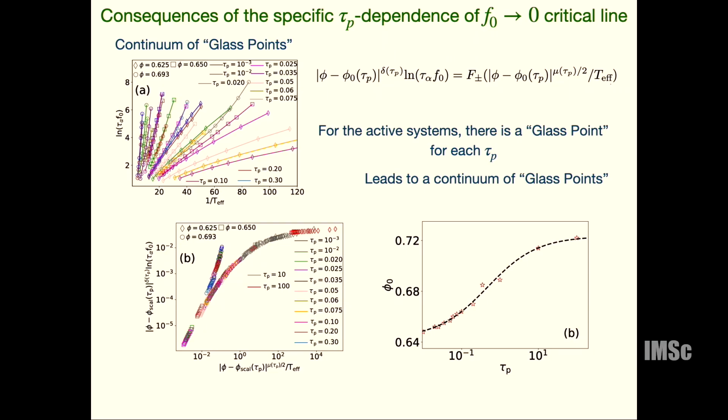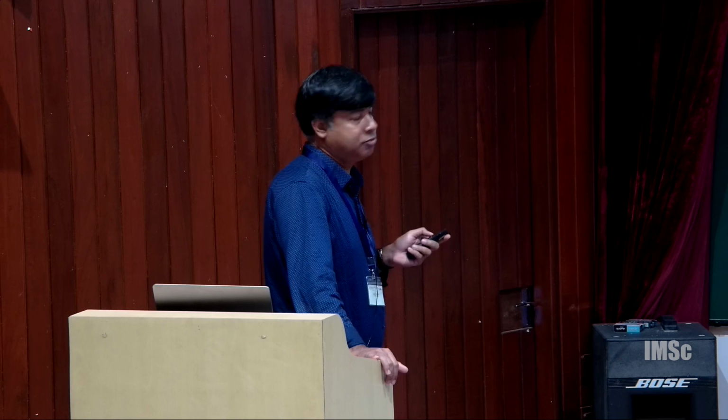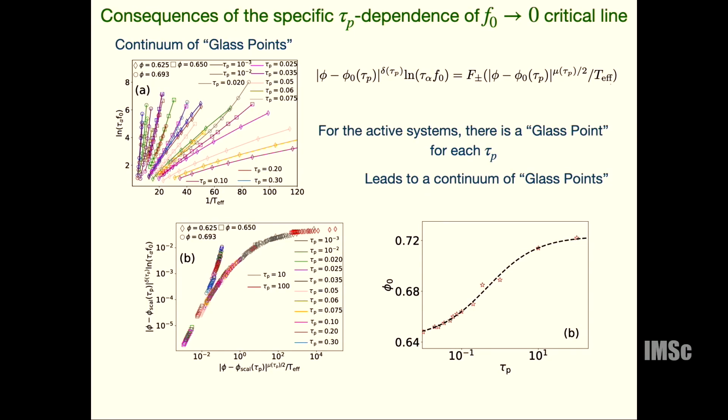shows the super-Arrhenius behavior and the sub-Arrhenius behavior, but for each tau p we get a particular phi naught. So, for the active system there is a glass point for each tau p, and this leads to a continuum of glass points. So, instead of a particular glass point that in the equilibrium system they have shown, we now get a glass point as a function of tau p. So, instead of one point we now get a glass line.